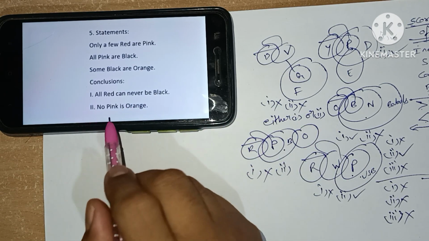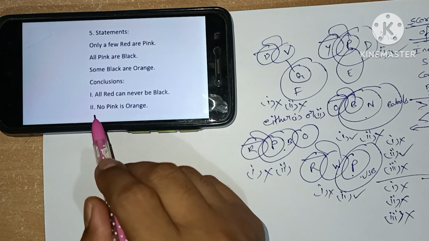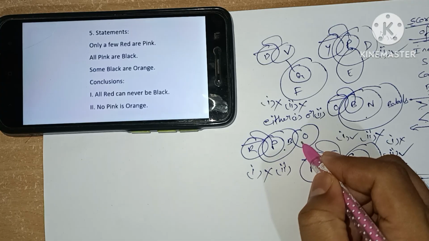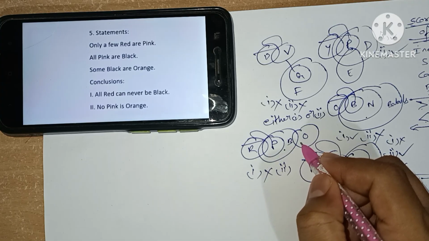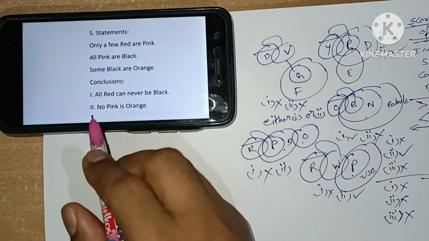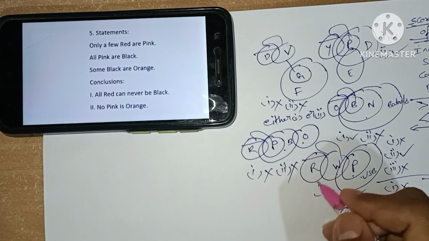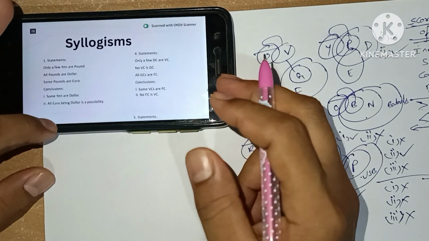Second conclusion, no pink is orange. So we check whether some pink can be orange or not. Some pink can share with orange. Is it possible? Yes, it is possible. Some case possible means no case fails. By this we have completed syllogisms also.